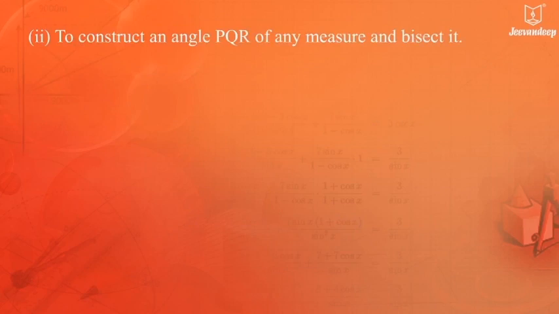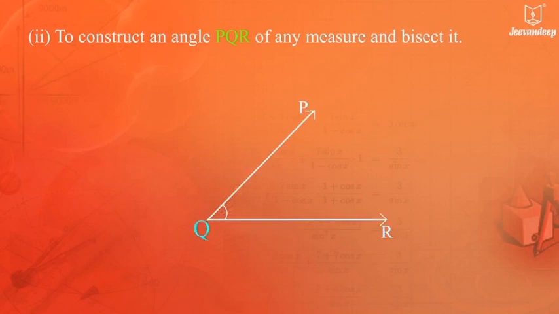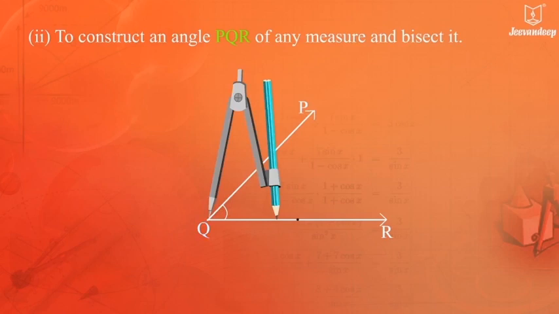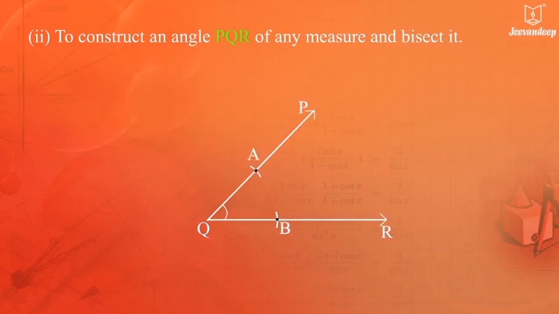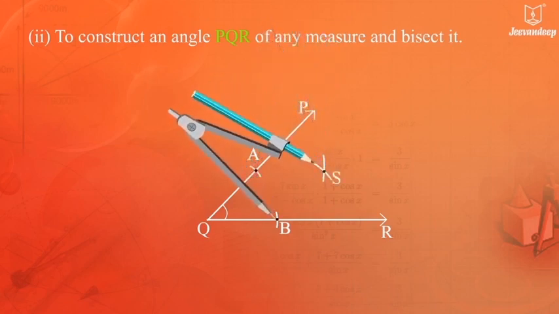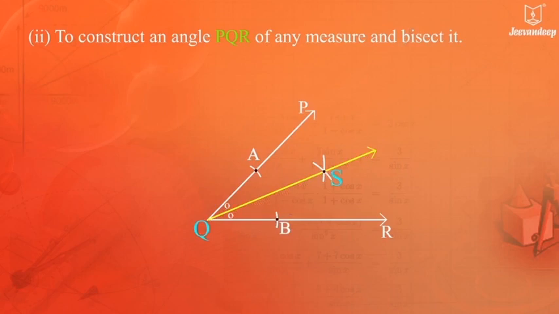2. To construct an angle PQR of any measure and bisect it, draw segment QR. Draw angle PQR of any measure. Assuming Q as the center and with radius less than half of the distance QR, draw arcs on segments QP and QR intersecting at points A and B respectively. Now, with the same radius and assuming A and B as the centers, draw arcs intersecting at point S. Now, draw ray QS. Ray QS is the angle bisector of angle PQR.